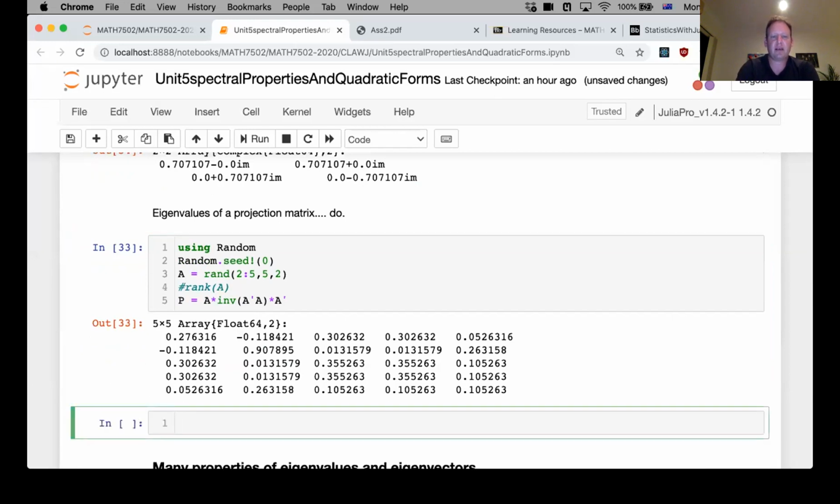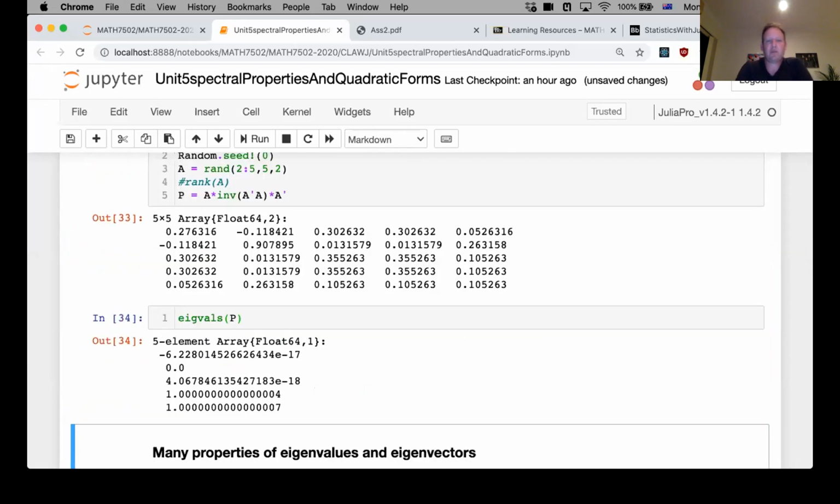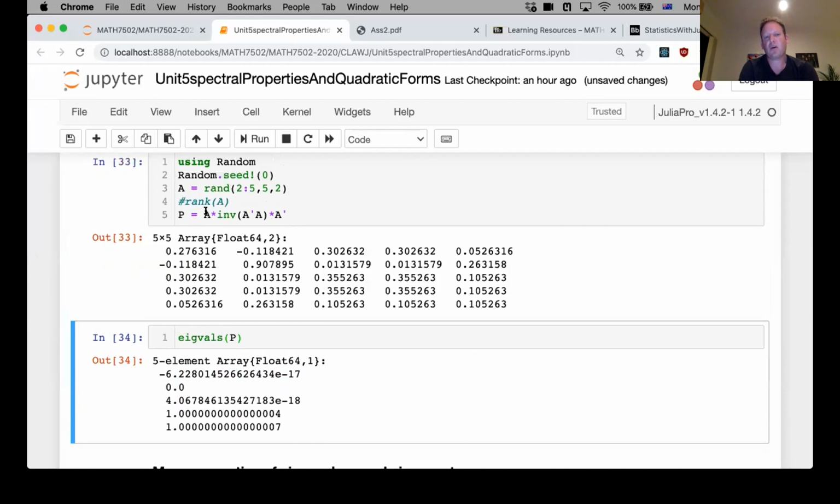Right, so out of the 5 by 2 matrix, we created this 5 by 5 matrix. The eigenvalues of P are only going to be zeros and ones. So you see, we've got 2 ones for the 2 columns of A, and we've got here 3 zeros. And the corresponding eigenvectors are going to be either the columns of A or the null space of P, associated with that.